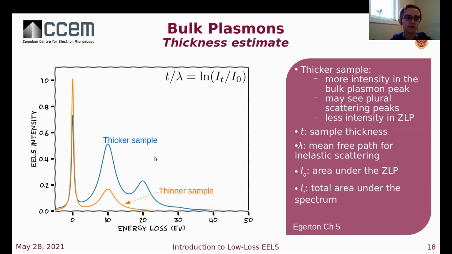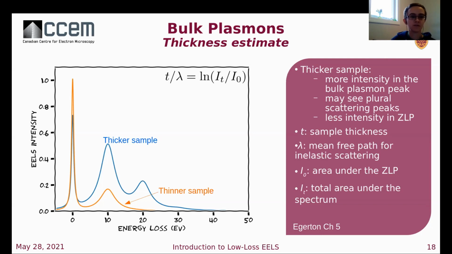One of the more common uses of the bulk plasmon peak is probably to estimate the thickness of your sample. The electron beam, as it passes through the sample, has some probability of exciting a bulk plasmon dependent on the thickness of the sample. So it has a probability per path length. If the sample is very thick, a single electron may also excite multiple bulk plasmons on its way through.